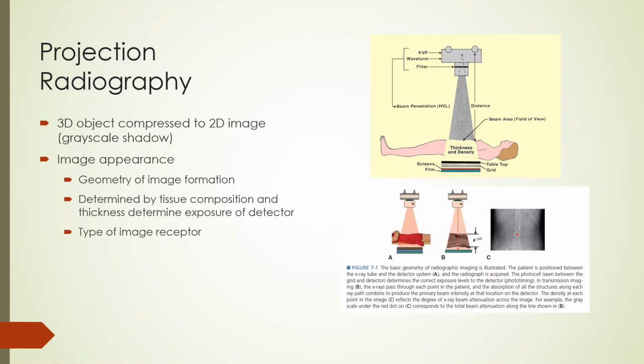Geometry-related issues arise because we use a point source of radiation that spreads out as it reaches the image receptor, and also because the object is between the source and image receptor. Exposure at the image receptor is determined by the tissue thickness in the path of the beam. Thicker tissues mean more attenuation of the X-ray beam. Also, different densities and atomic numbers of tissue in the path of the beam affect the image appearance. The type of image receptor used as well as the presence of a grid will also affect image appearance. This figure shows the beam, the patient, the grid, and also the detector arrangement.